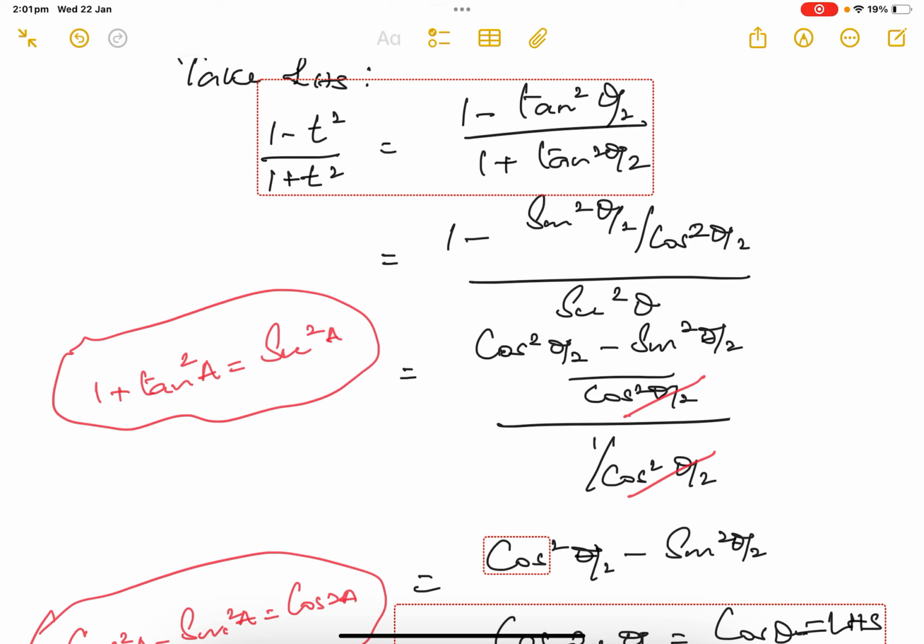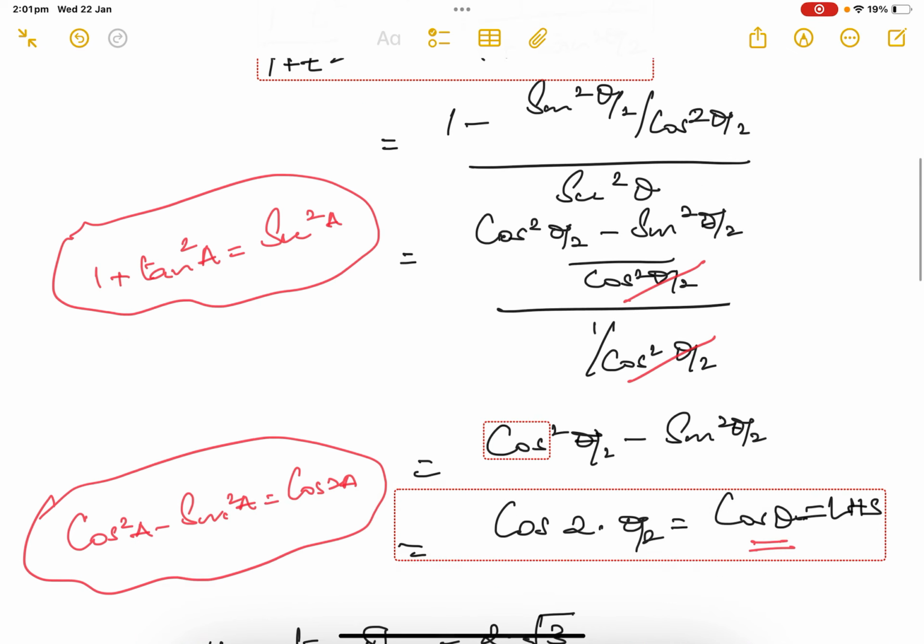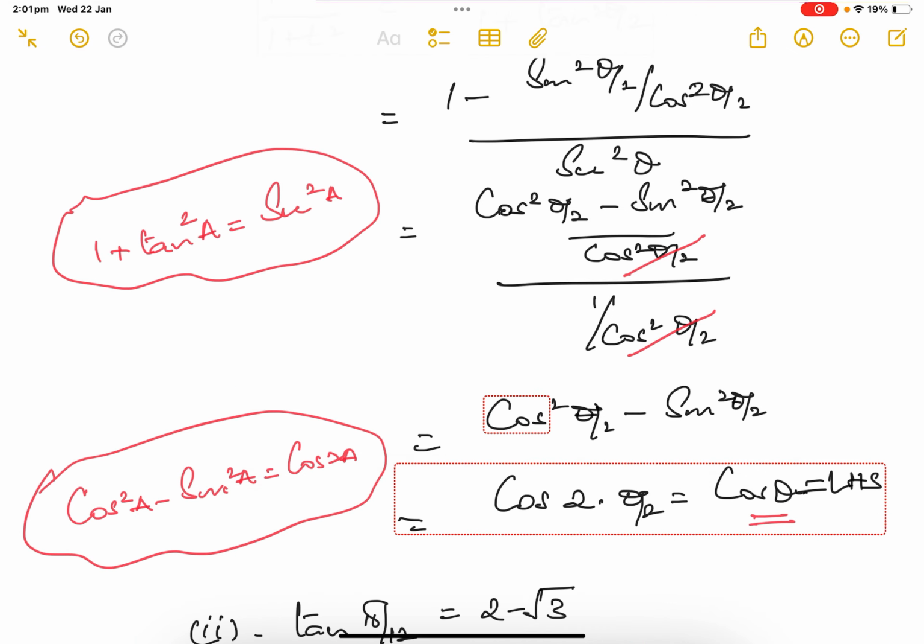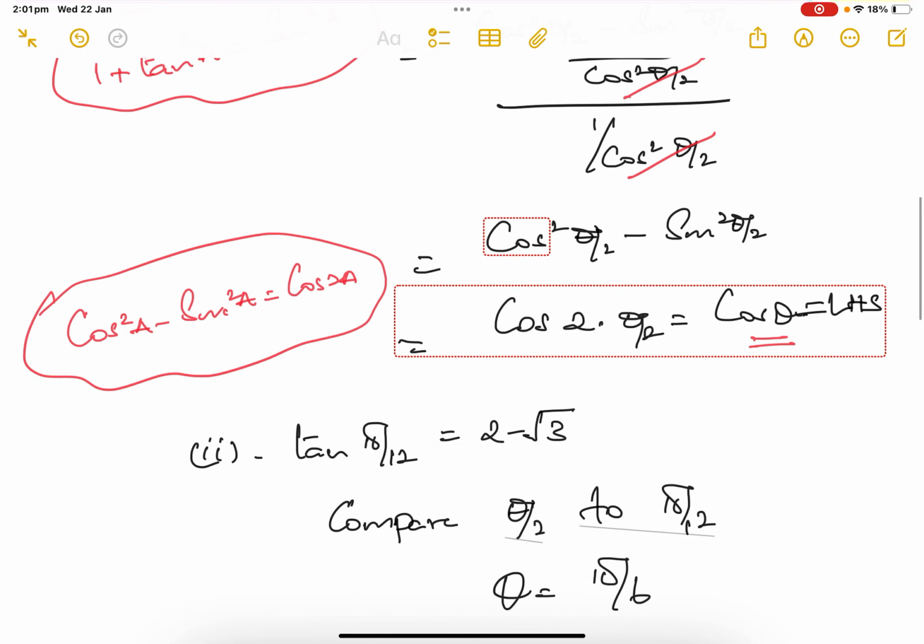So in the numerator, the LCM is cos squared theta by 2. Therefore, cos squared theta by 2 minus sine squared theta by 2, divided by cos squared theta by 2. And sec squared theta, we can write as 1 over cos squared theta, since sec theta is 1 over cos theta. And the cos squared theta in the numerator's denominator and the cos squared theta in the denominator will cancel out. So what we are left with is cos squared theta by 2 minus sine squared theta by 2.